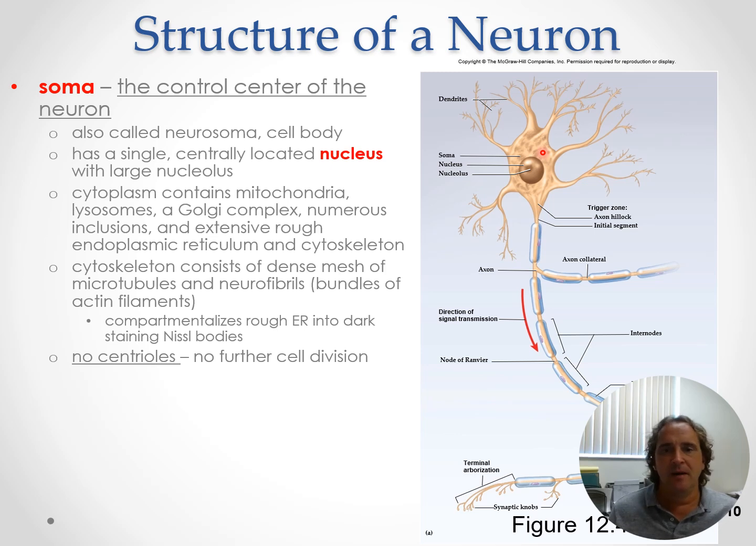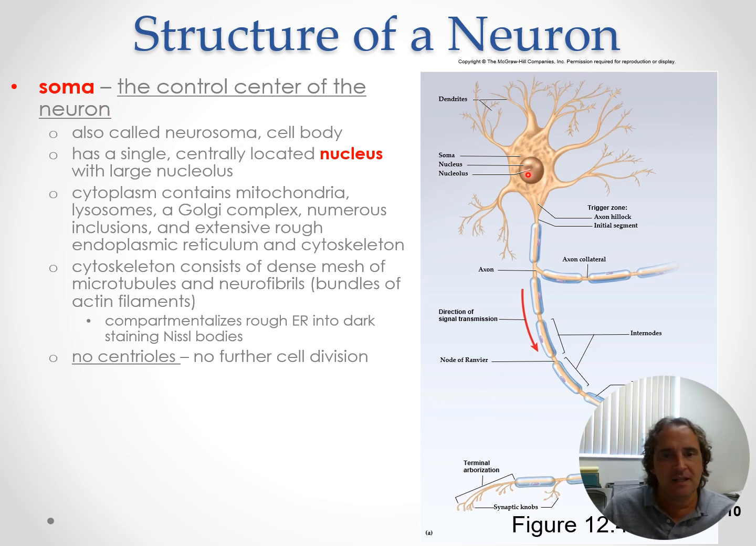The soma is the cell body. If you go back to the first part of this semester, the cell is going to have a cell body. Here, the cell body has a special name. It's called the soma. It has a nucleus, nucleolus, mitochondria, and rough ER, the same things that were in the cell. It does have some specialized structures. We're not going to get into them right now, but you just need to know that the cell body is called the soma.